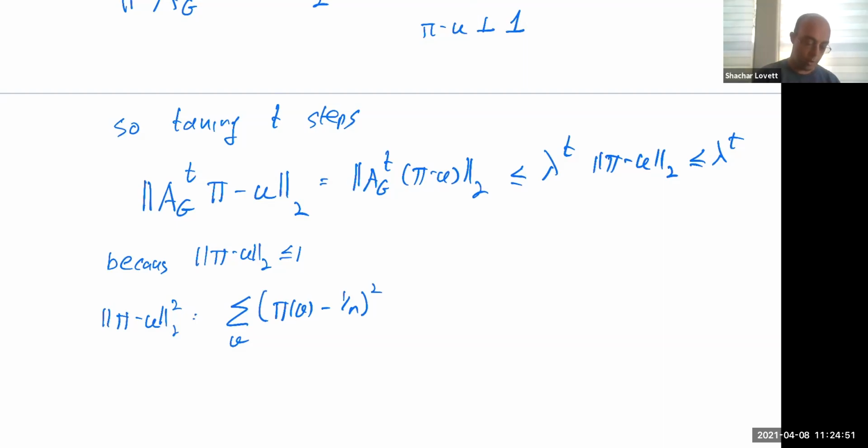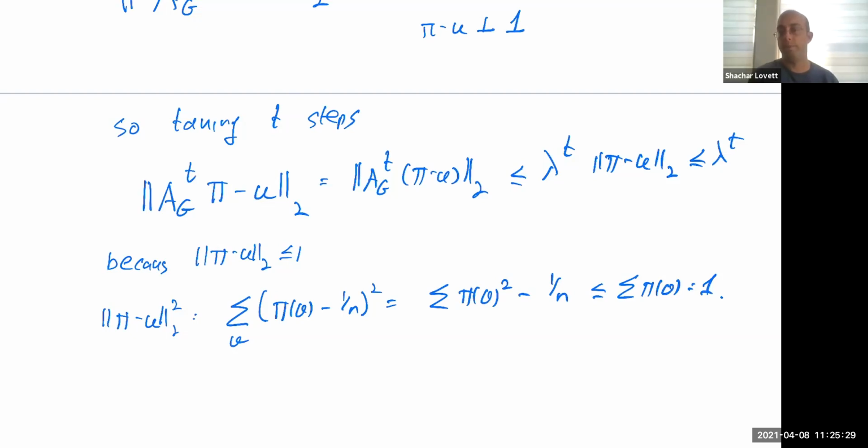So what is this here? It's just going to be the sum of pi v squared minus 1 over n, because the sum of pi v is 1. So we get the sum of pi v squared, we lose minus twice 1 over n, and we get another plus 1 over n. And of course, pi v is at most 1, so that's going to be smaller than the sum of pi v, which is 1. Bounding by 1 is actually lossy, so we get a better bound, but it doesn't matter. So it's at most 1.